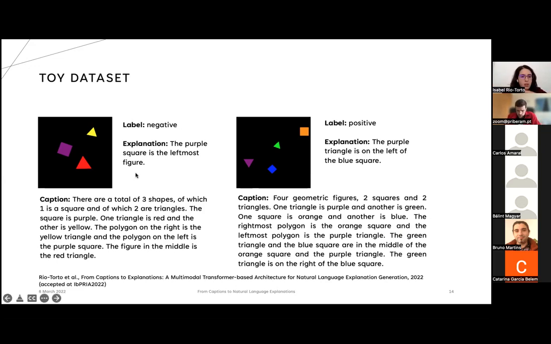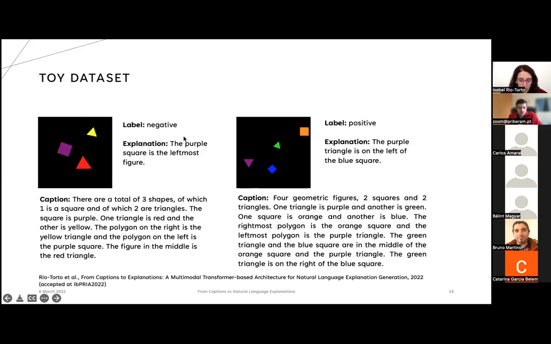And so we created this really simple data set. We said that we would label the images as negative if there would be no triangles on the left of the leftmost square, and it would be positive if there would be at least one triangle on the left of the leftmost square.